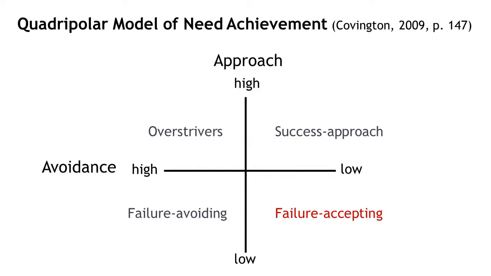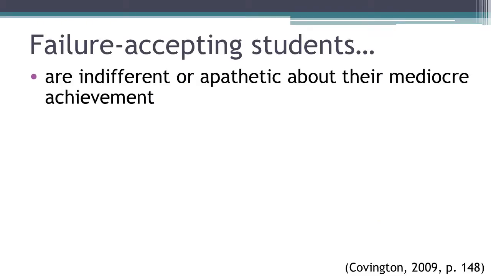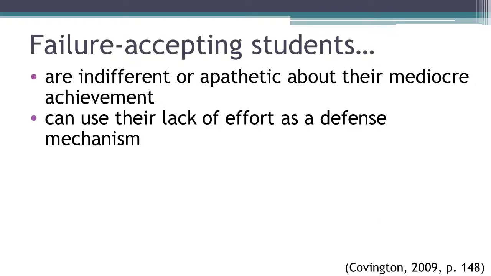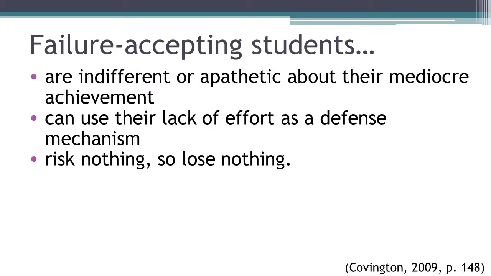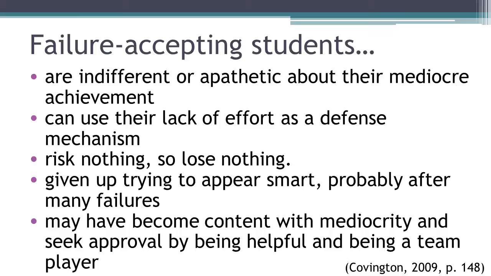Finally, Covington has described failure-accepting students as those who are low in approach and low in avoidance. These students are indifferent or apathetic about their mediocre achievement, which allows them to use their lack of effort as a defense mechanism. They risk nothing, so they lose nothing. Unfortunately, these students generally have given up trying to appear smart, probably after many failures. They may have become content with mediocrity and seek approval by being helpful and by being a team player.